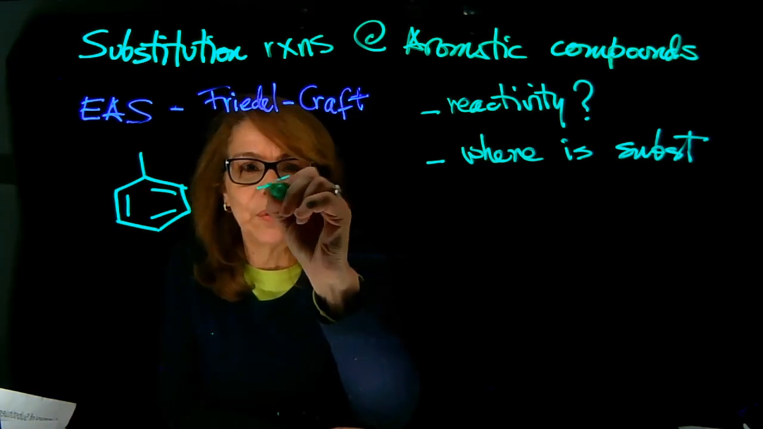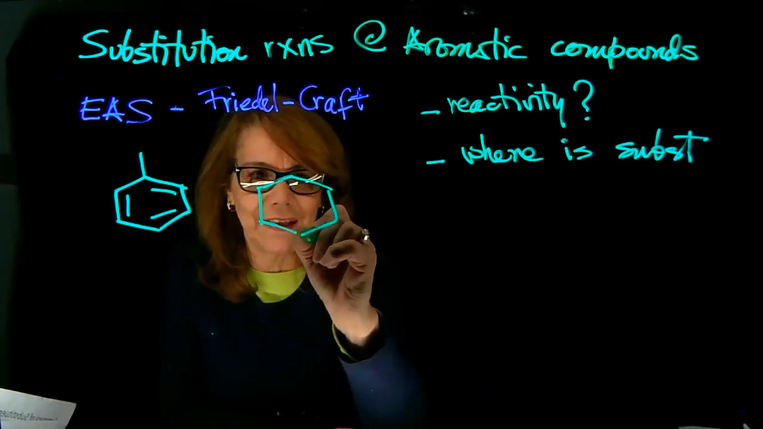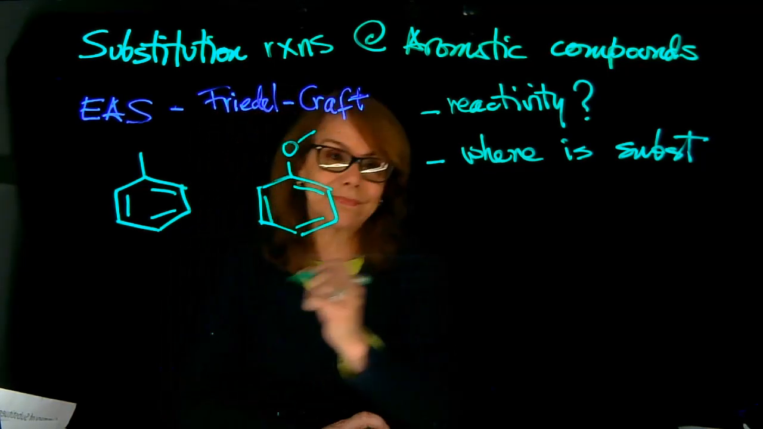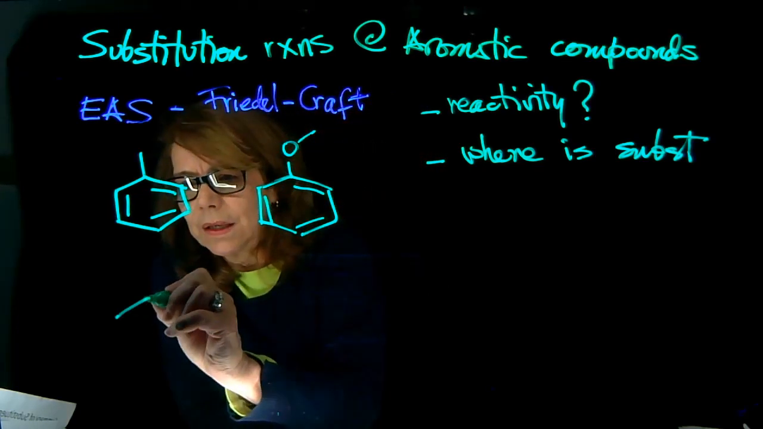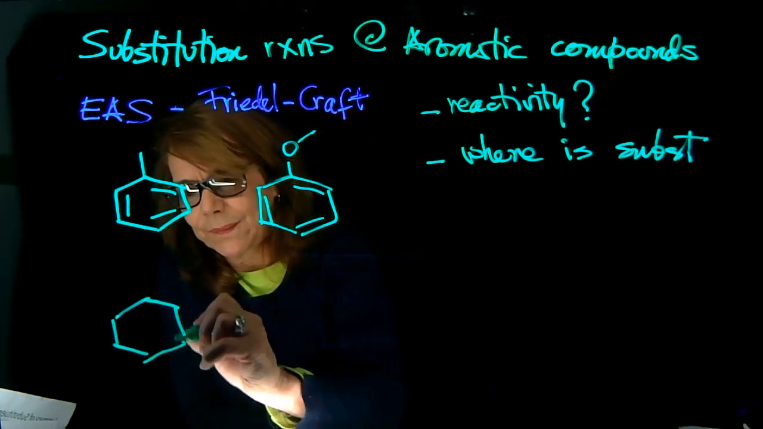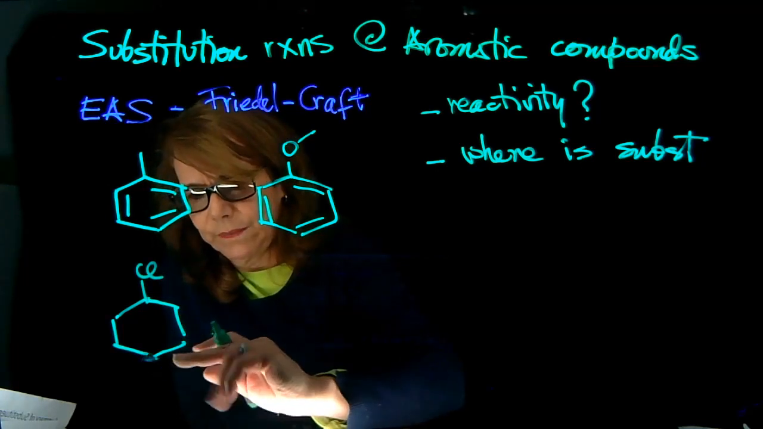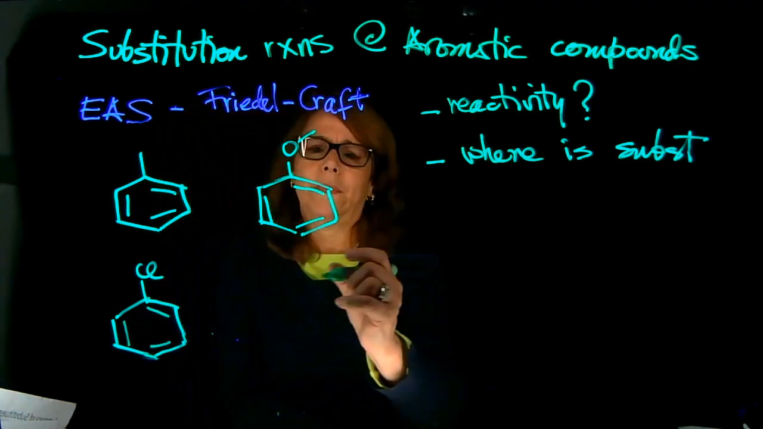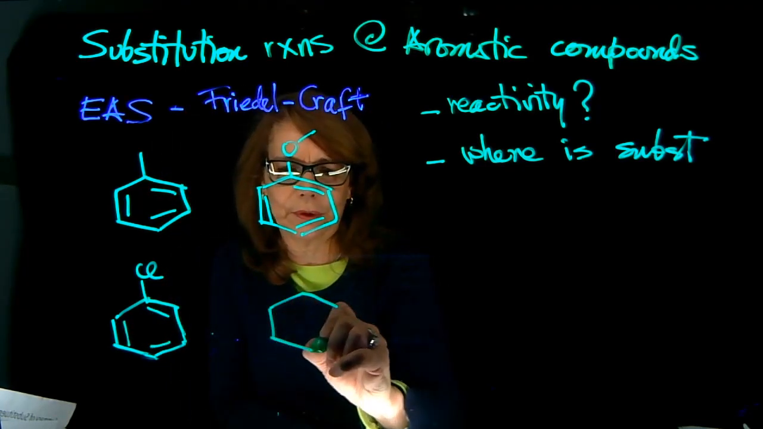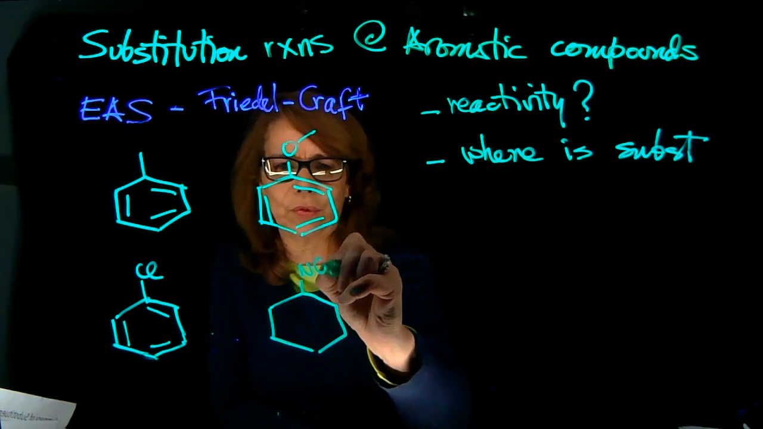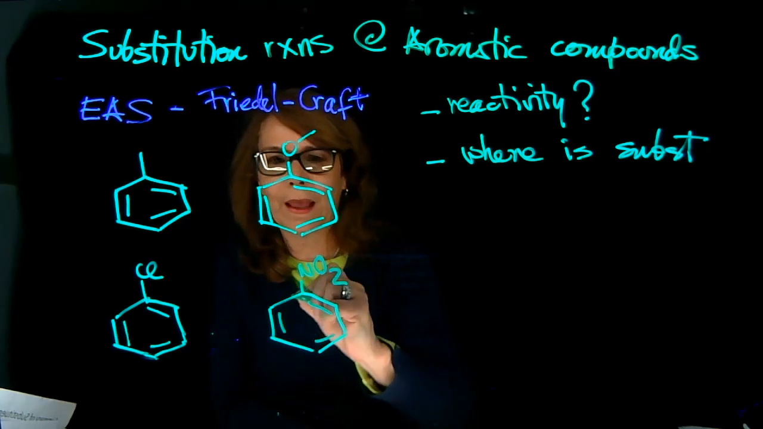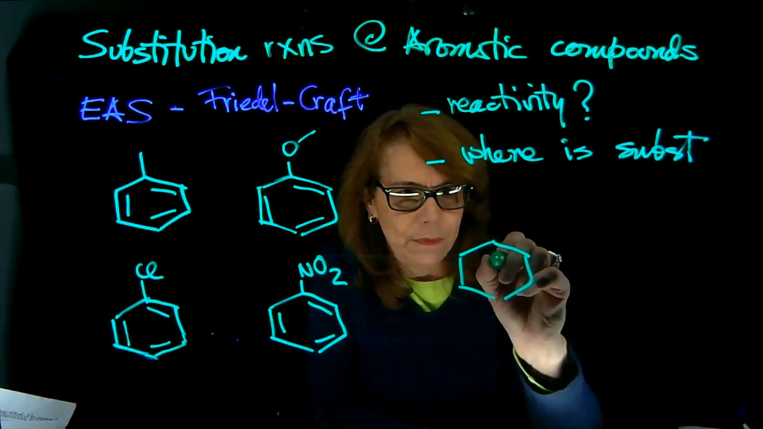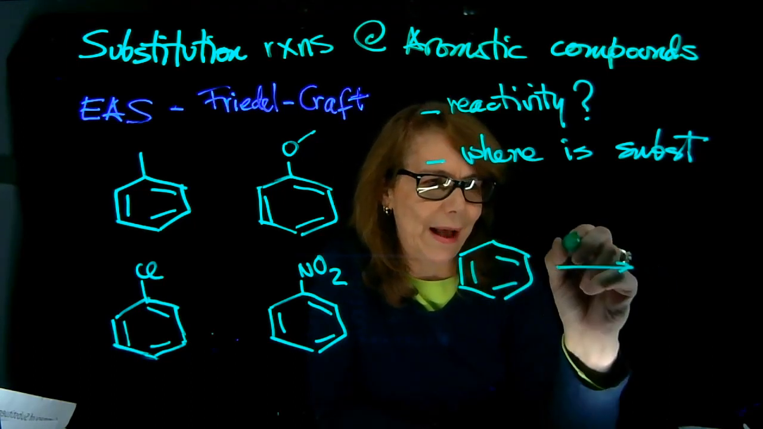So now I'm going to draw another one. Let's say I have here a methoxy group. So that is anisole. And now let's do here a halide, so chlorine. And now I'm going to add a different group. So this is nitrobenzene.